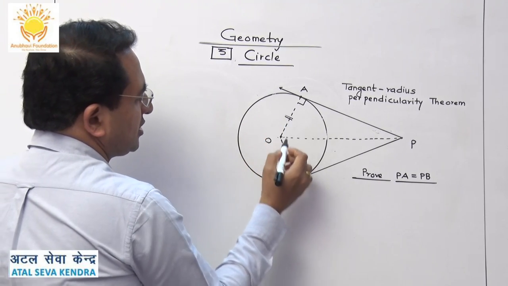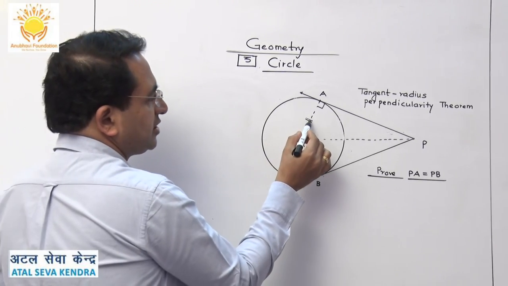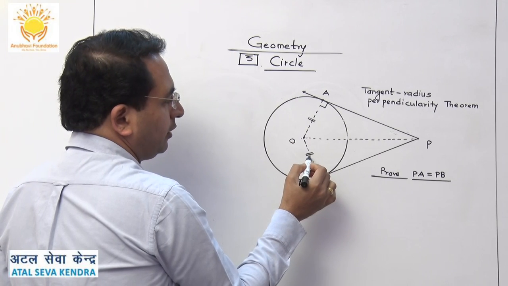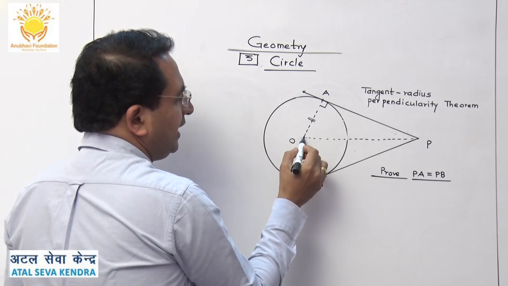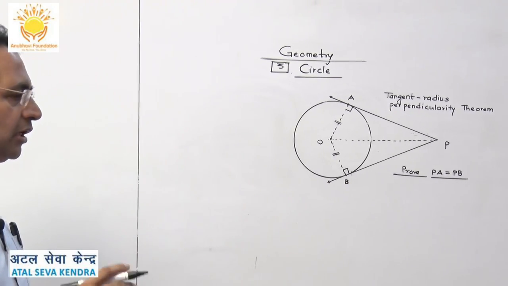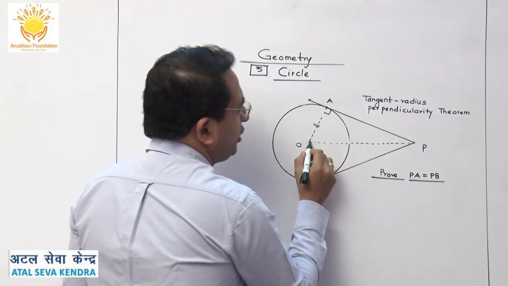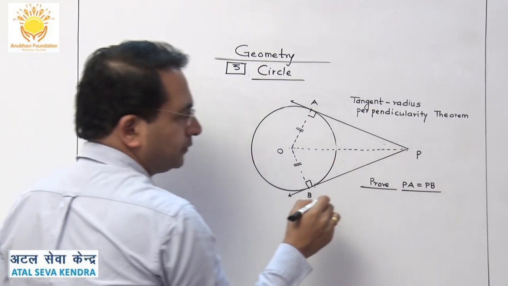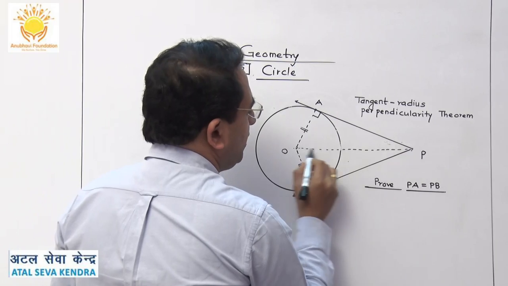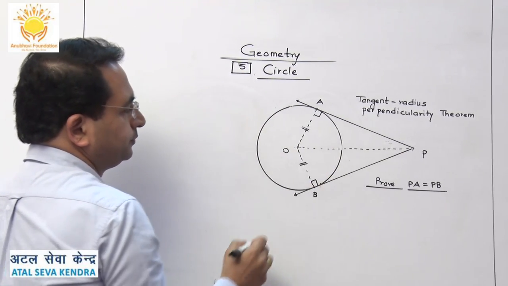Now what can we say about these two distances? These two distances are congruent because they represent radii of the same circle. And there is one common line you observe in between. That is OP. OP is a common segment between the two triangles.